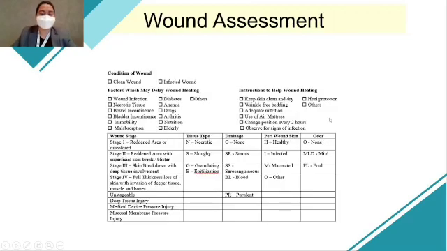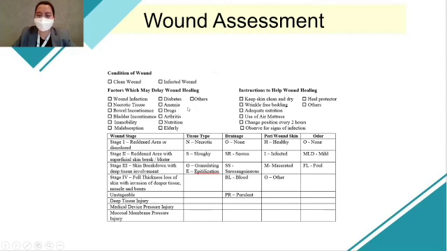Okay, for your wound assessment, there is the condition of the wound. You have to know if it's a clean wound or an infected wound. I already mentioned earlier the signs of an infected wound, and the factors which may delay wound healing. It might be because of wound infection, necrotic tissue, bowel incontinence, bladder incontinence, immobility, malabsorption. How about diabetes? The patient is having anemia, drugs, arthritis, nutrition, elderly, and others.